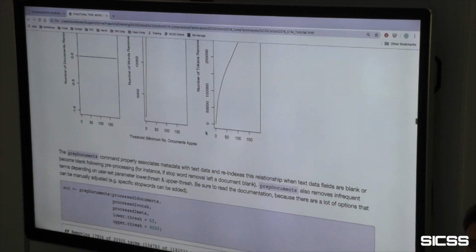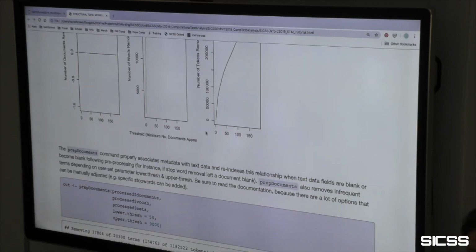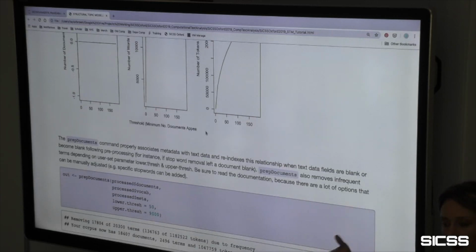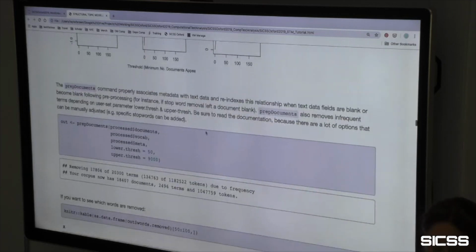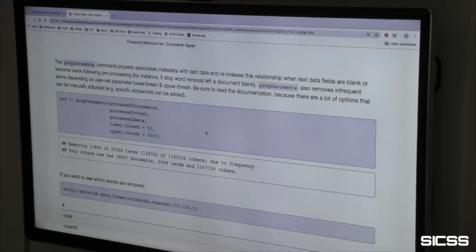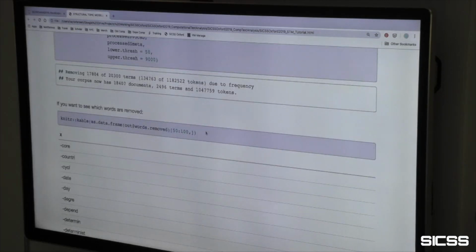For the sake of efficiency, I set my lower threshold to 50 and my upper threshold to about 50% of the documents, saying if a word occurs in more than 50% of the abstracts, get rid of it. That was a late last night heuristic. It wasn't really that informed, but you would hopefully be more informed as you were going about it. Then you can look at which words were removed when you did that.